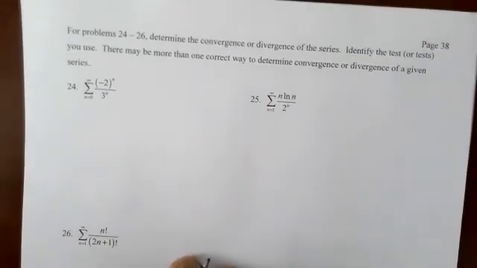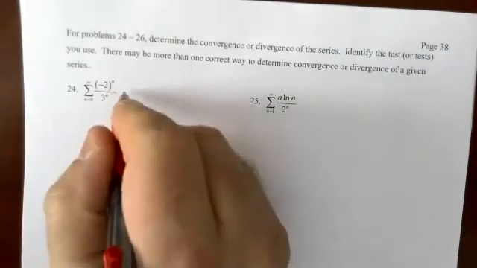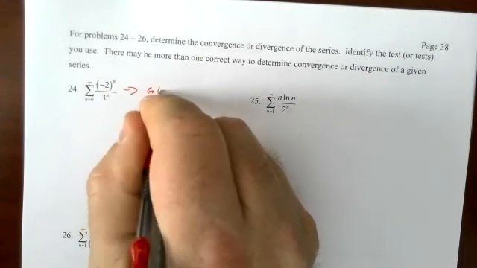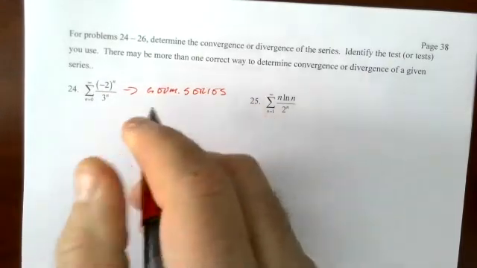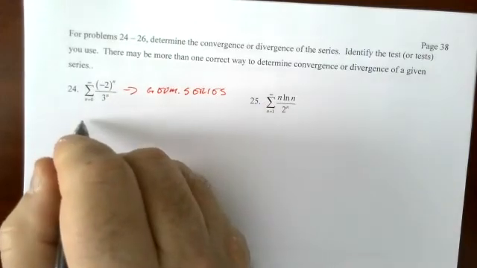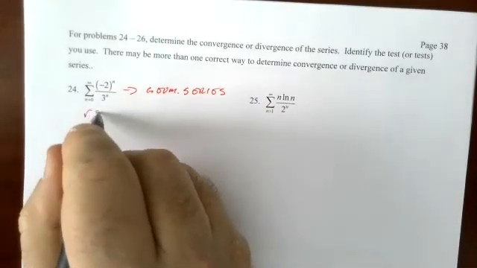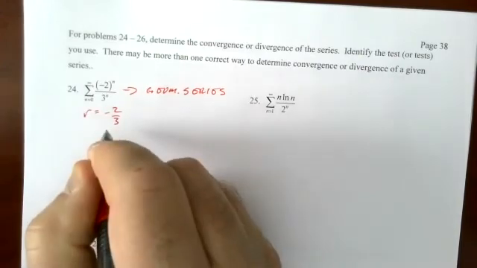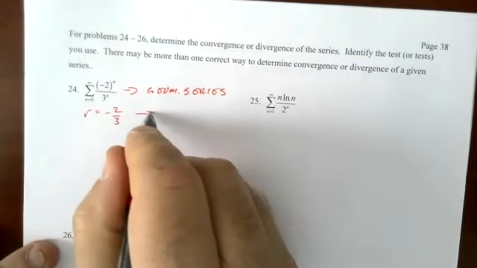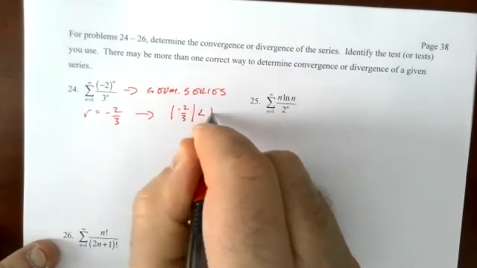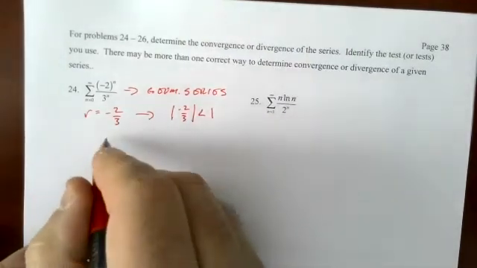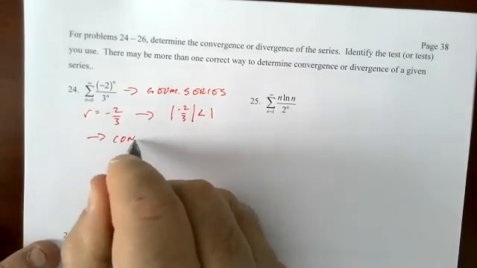Determine convergence or divergence, identify the test, blah, blah, blah. Well, this is a geometric series, and the r value is negative 2 over 3. Negative 2 over 3, absolute value is less than 1. So bang, we're done. Converges.